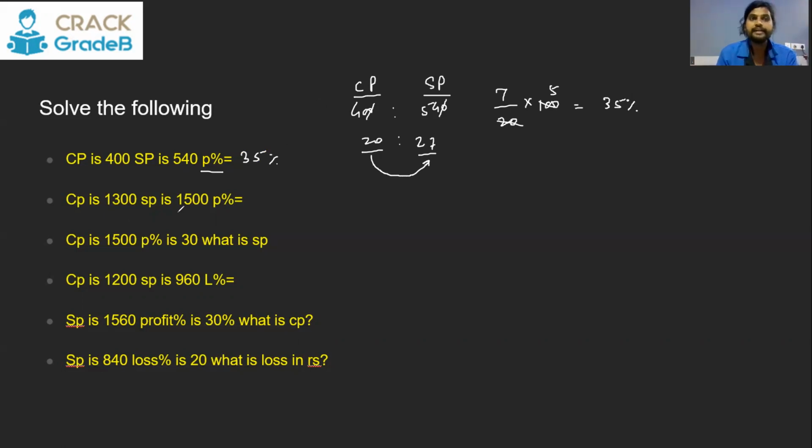Next, CP is 1300, SP is 1500. What is the profit percent? Again, you can take the ratio. If 13 rupee worth of stuff, if you are selling for 15, there is a profit of 2 on 13.